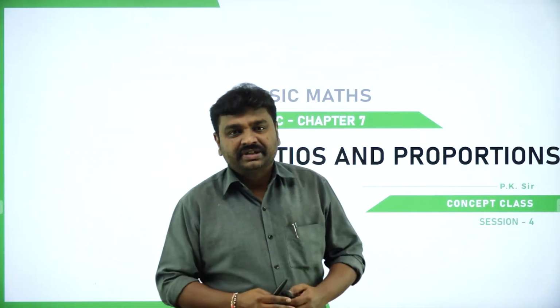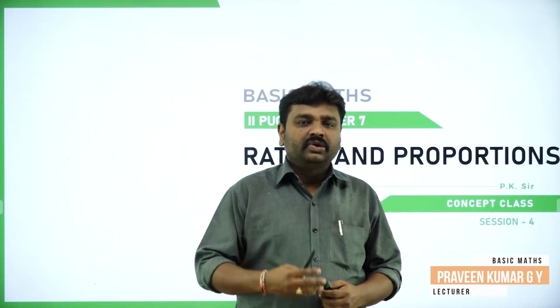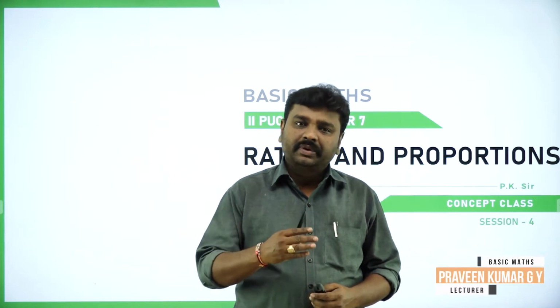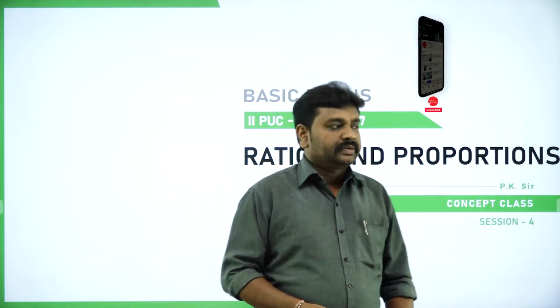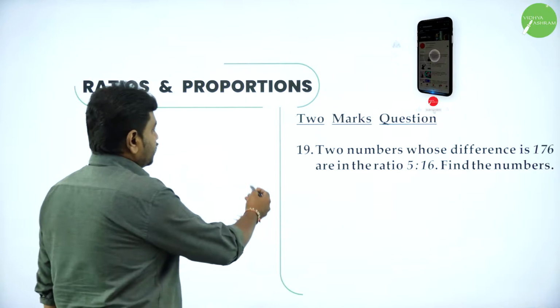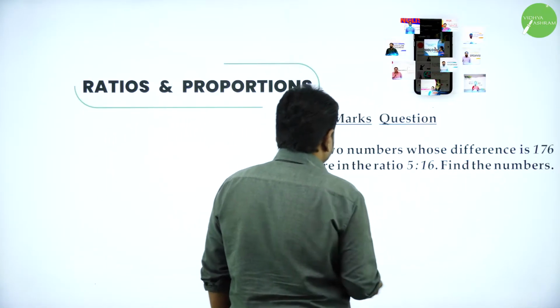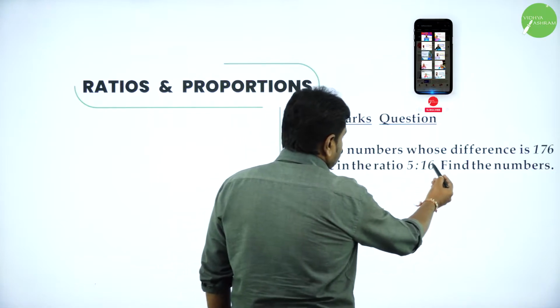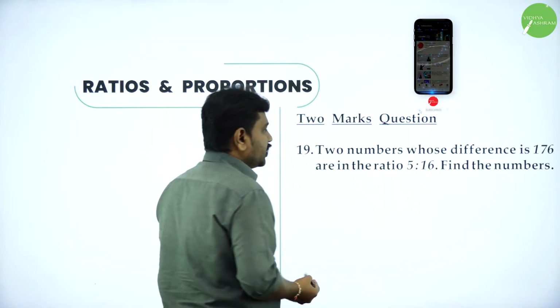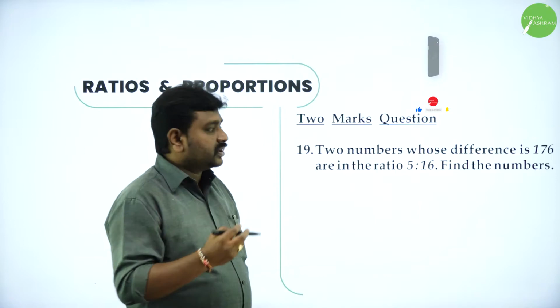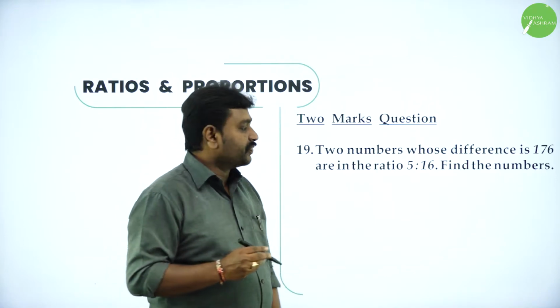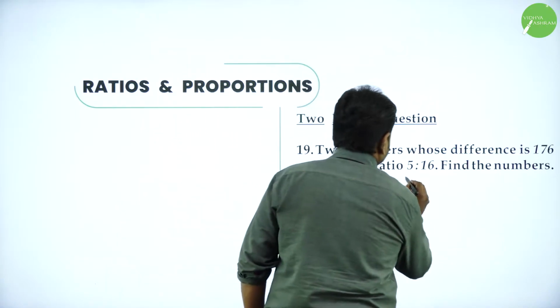Welcome to the session, dear students. Today we'll go ahead with the problems of ratios and proportions. So now, two numbers whose difference is 176 are in the ratio 5:16, find the numbers. They gave two numbers, their difference is 176, the numbers are in the ratio 5:16.